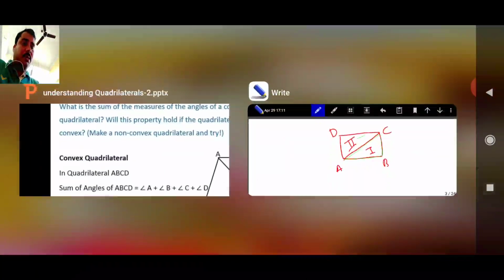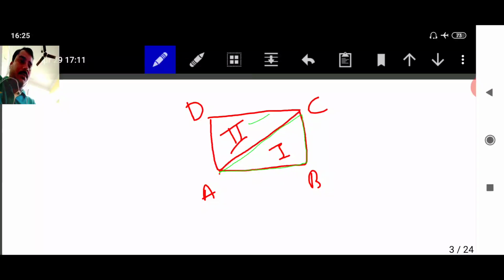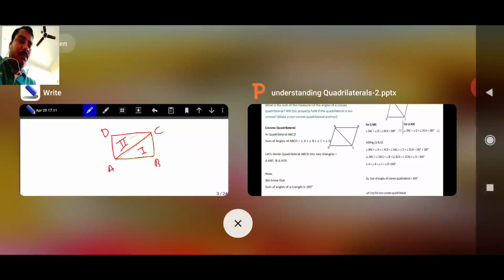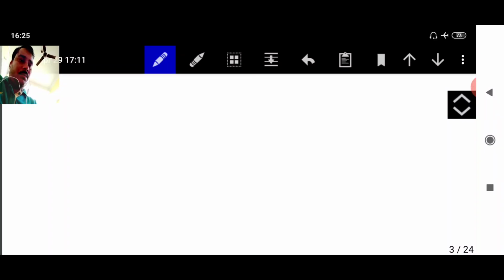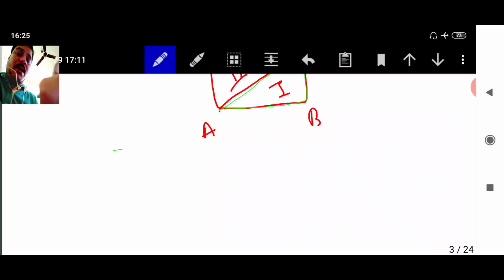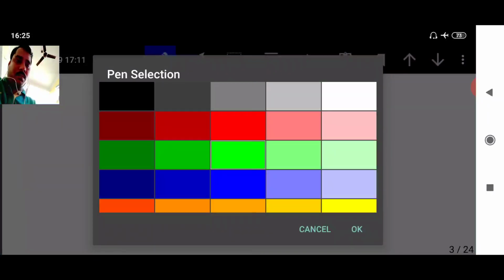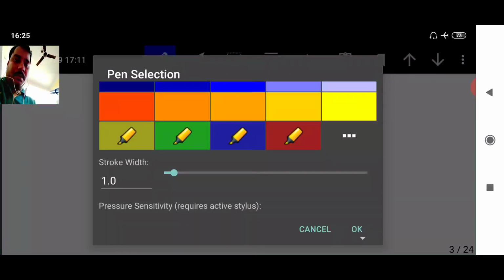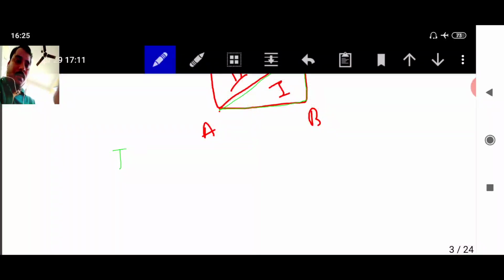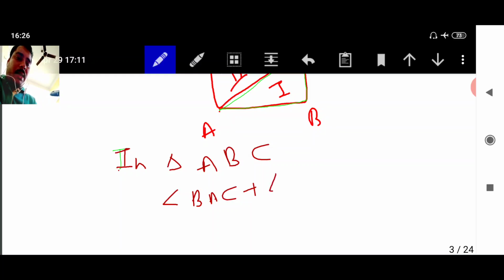If we want to solve this, then in triangle ABC, angle BAC plus angle B plus angle BCA equals 180 degrees.